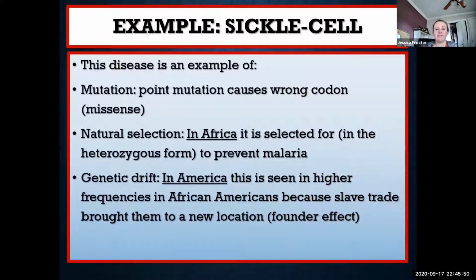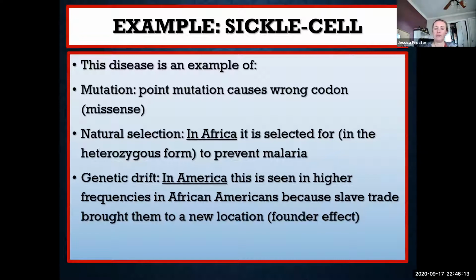All right, so this disease is an example of a mutation. Remember, it's a point mutation on the 15th chromosome that causes the wrong codon to be coded for. It's also an example of natural selection, because in Africa and other regions where malaria is present, it is selected for in the heterozygous form to prevent malaria.